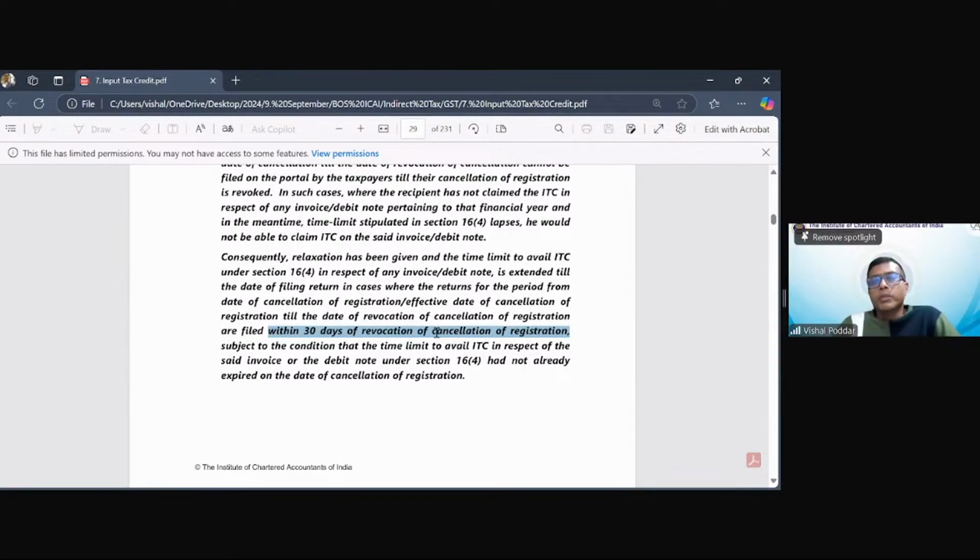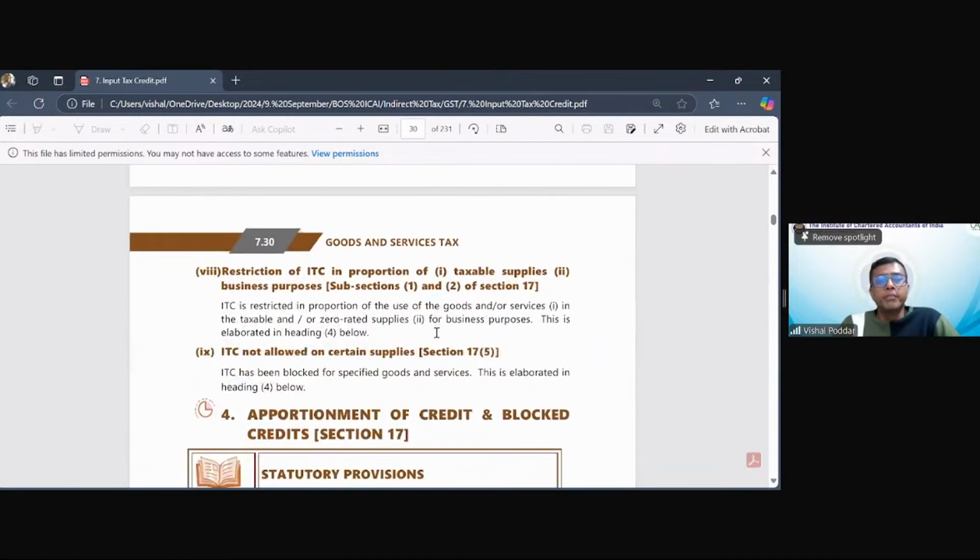So what I was supposed or allowed to take by 30th of November 25 is now extended up to 15th of May 26 because my registration was cancelled for the whole next year. I'm not in a position to take the ITC because I cannot file the returns. So they have said that after revocation of my cancellation, within 30 days, I should file all pending returns and take the ITC. Is this clear?